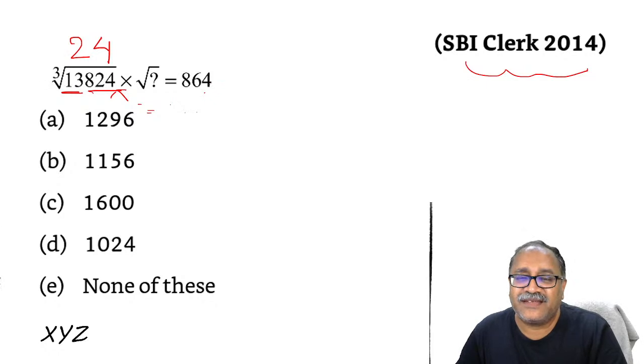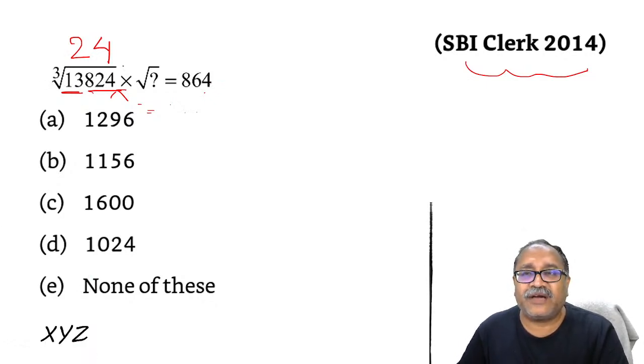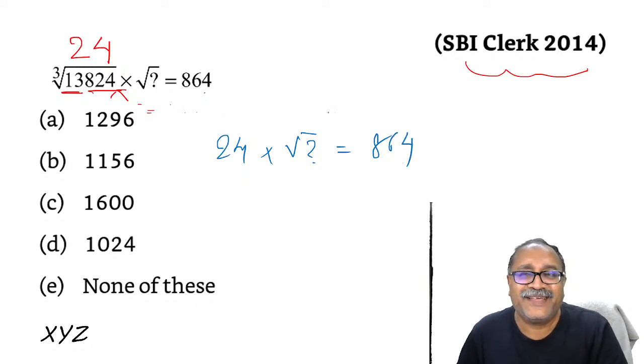So let's take the cube part. That was if they would have given the question like 24 into square root of question mark, which is equal to 864. Everyone will do it within no time. But many people will not be able to find out the cube root of this number. That is where your skill comes.